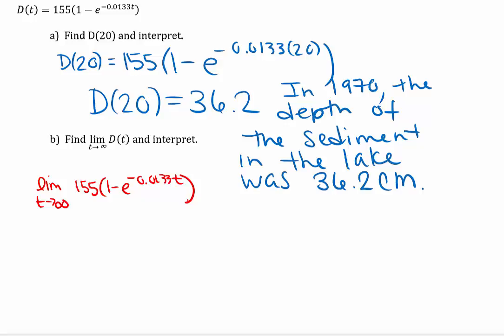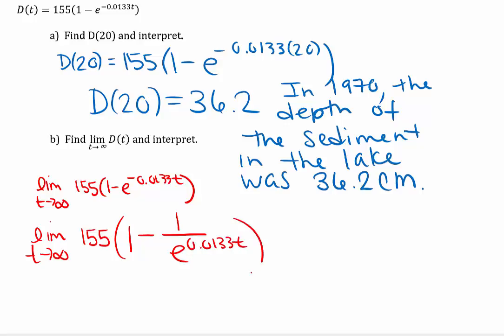So my advice when you're finding limits and you have negative exponents is to rewrite them as positive exponents. So we can actually rewrite this as 155 times 1 minus 1 over e to the 0.0133t. So negative exponents mean reciprocals. You can take something with a negative exponent and just move it to the bottom of the fraction to make the exponent positive. Then I'm going to plug my infinity in.